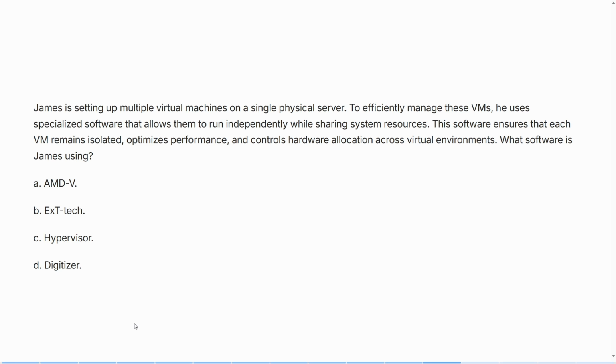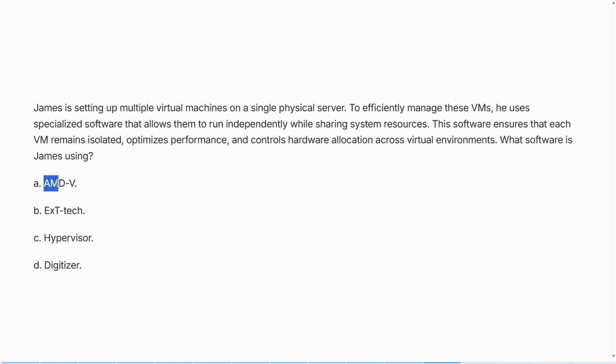Your answer is coming in 3, 2. Please make sure you do, in fact, pause the video and have an attempt at this question. 1. Your answer is C, Hypervisor, guys. The hypervisor is what is responsible for managing virtual machines. You do need to use the specialized software of a hypervisor in order to manage virtual machines, okay?